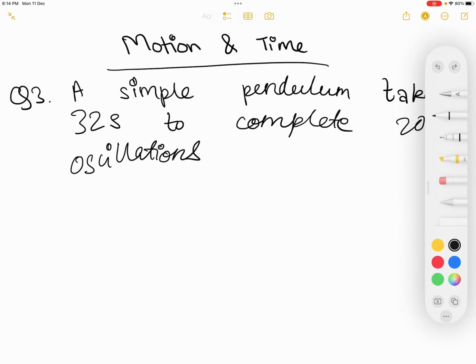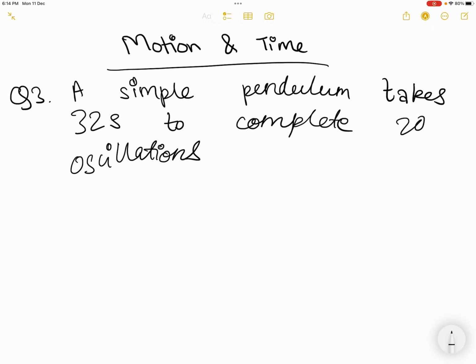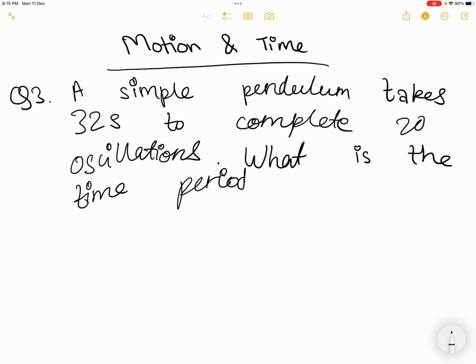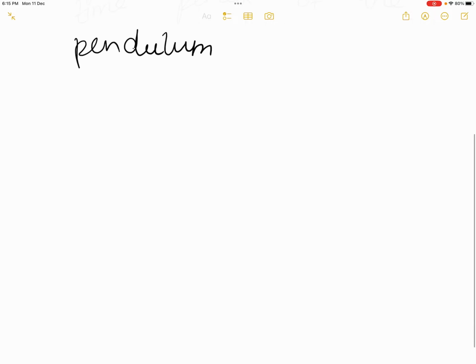Okay. So where was I? Yeah, 20 oscillations. What is the time period of the pendulum? It is very easy. So we want to know what is the time period.